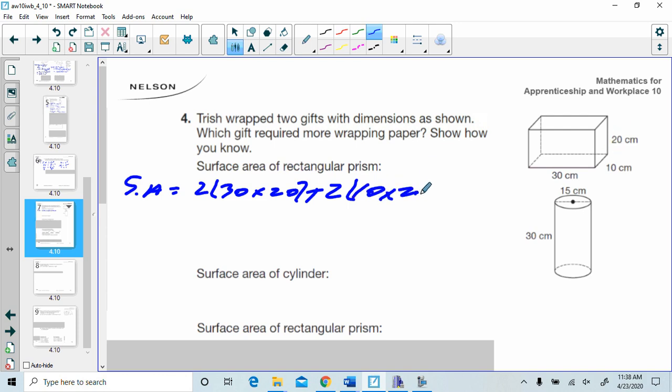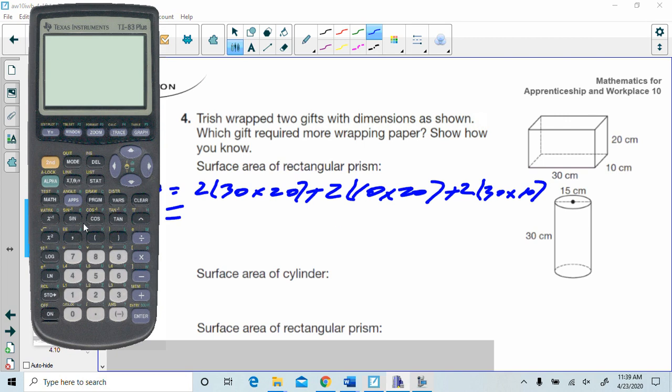And then from there, we're also going to add the third section, in this case, top and bottom. So the bottom you can see is 30 times 10, and there's a top with the same dimensions. So it's 2 times 30 times 10. Okay, and then we just crunch those numbers and see what we get.